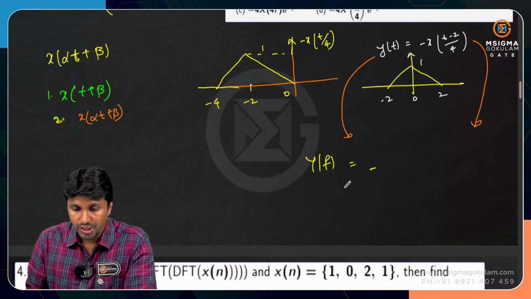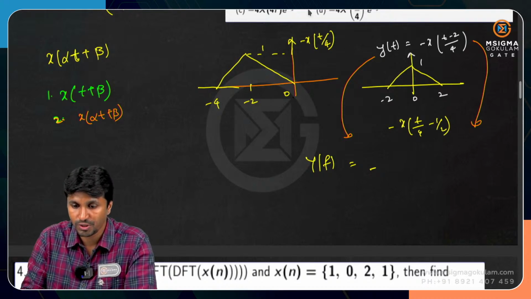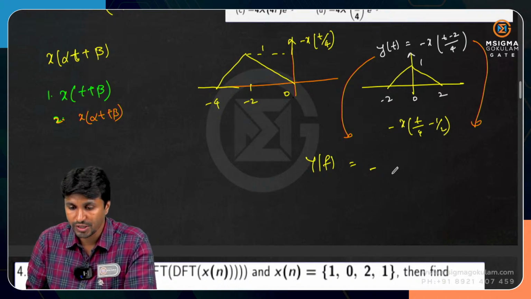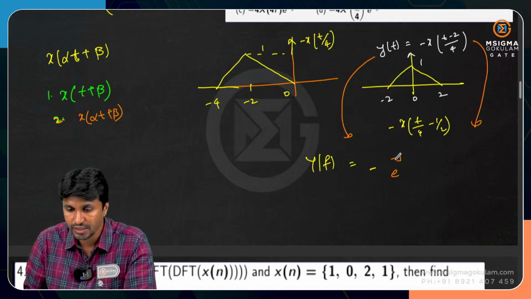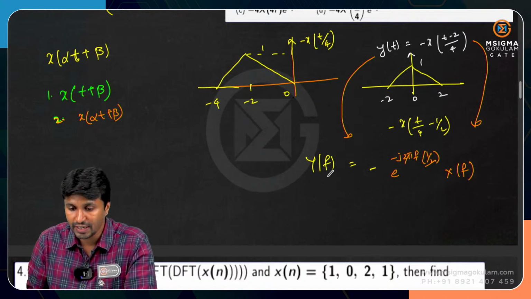Look at this one. First I'll assume the coefficient of t as 1. So this is x of minus of (t by 4 minus 1 by 2). So what do you get? This is equal to e raised to minus j 2 pi f into 1 by 2 into X of f. The 2 and 2 will cancel, and this is the first step.